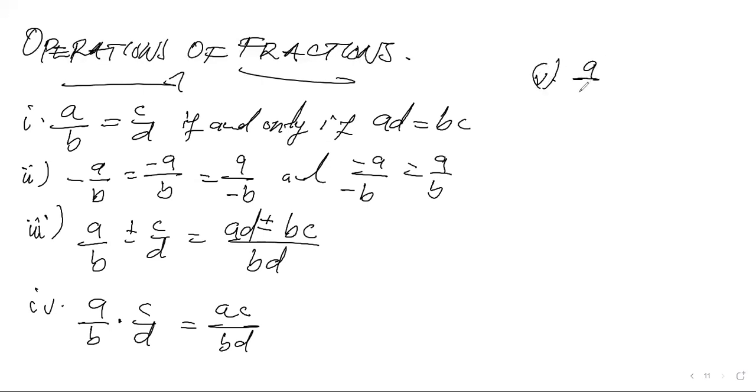Then division is number V. Division, that is A over B divided by C over D. Remember what we said about division? You multiply the first fraction with the reciprocal of the last fraction, which really we can say you flip the last fraction and multiply. That is going to be A over B times D over C. And your answer will be AD over BC. I guess we're good.